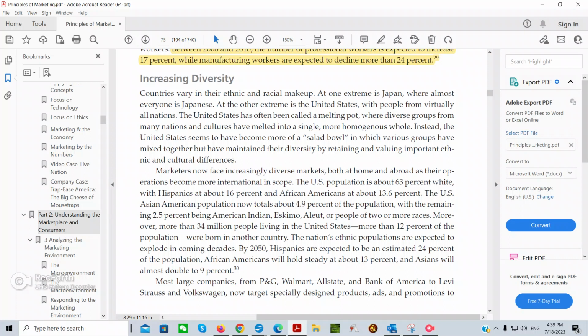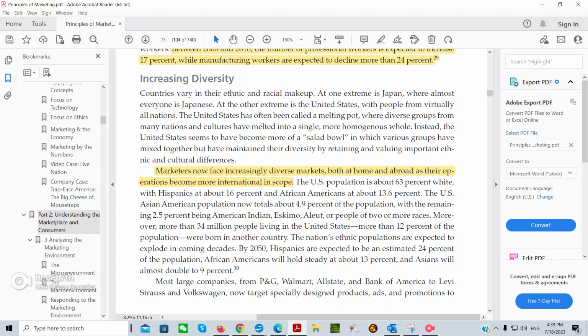Marketers now face increasingly diverse markets, both at home and abroad, with their operations becoming more international in scope. This is a very important thing. We're looking at demographics, including geographical and cultural considerations. The U.S. population is about 63% white, with Hispanics about 16%, African Americans about 13.6%. The U.S. Asian population now totals about 4.9% of the population, with the remaining 2.5% being American Indian, Eskimo, Aleut, and two or more races.